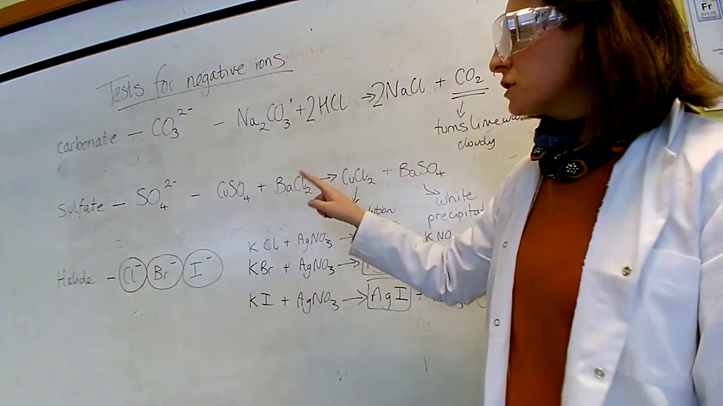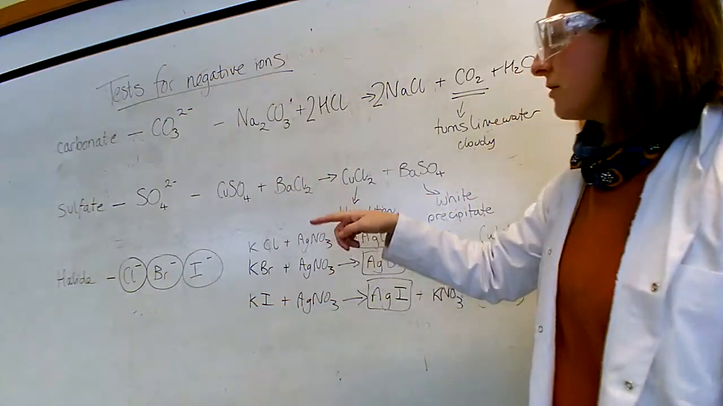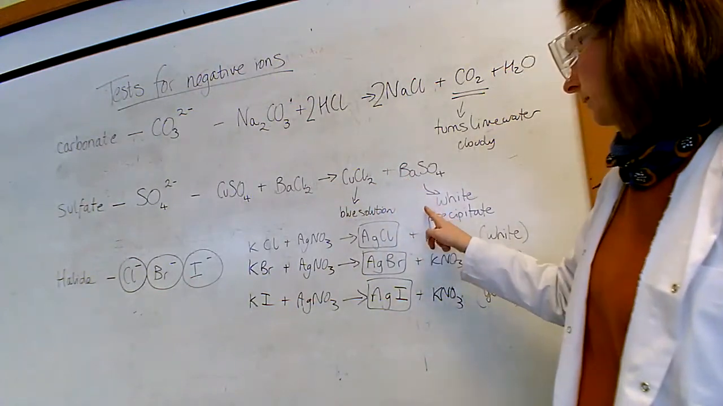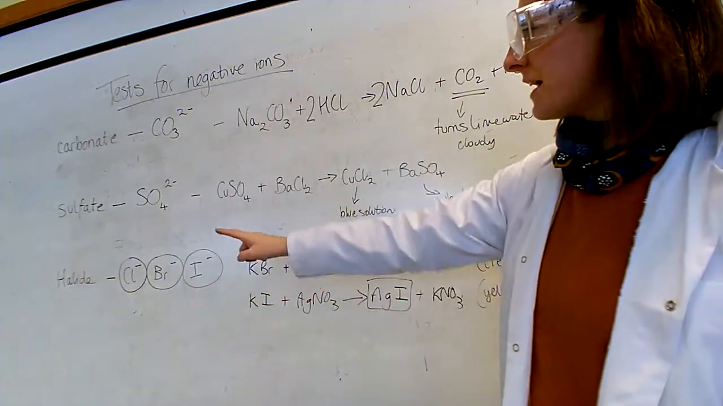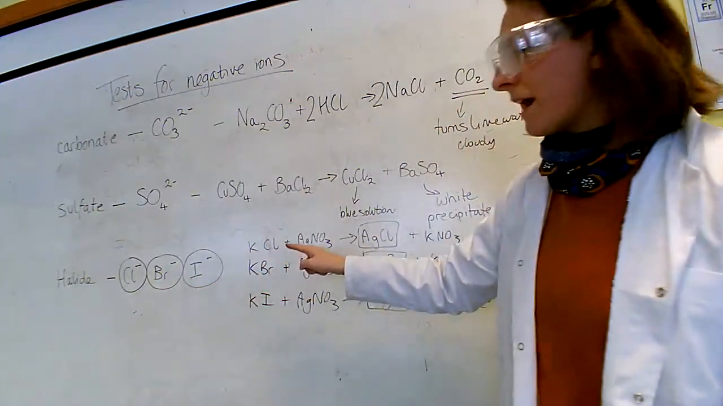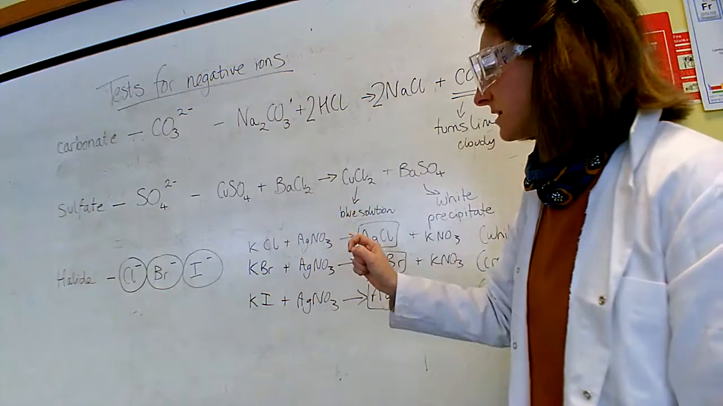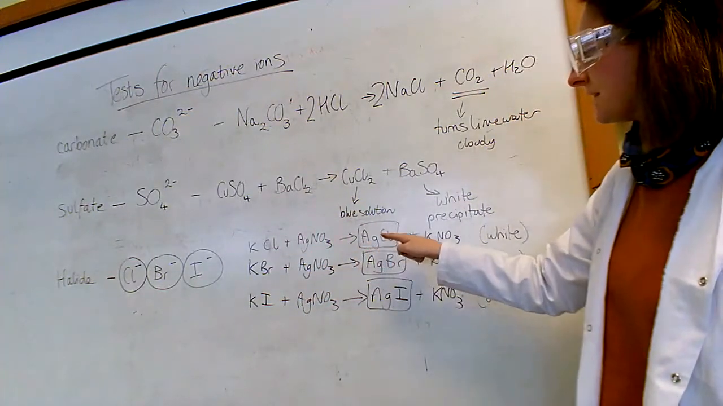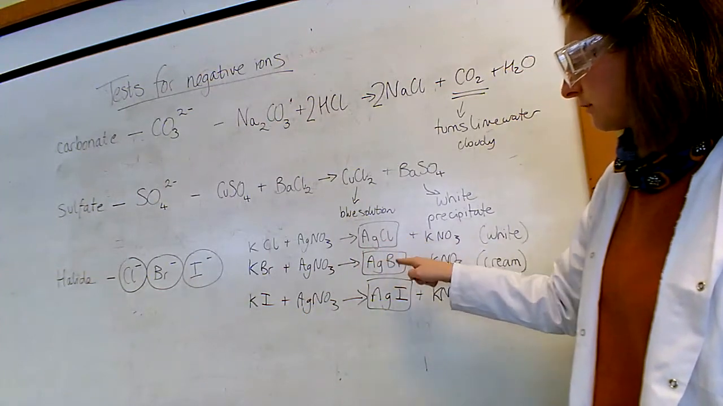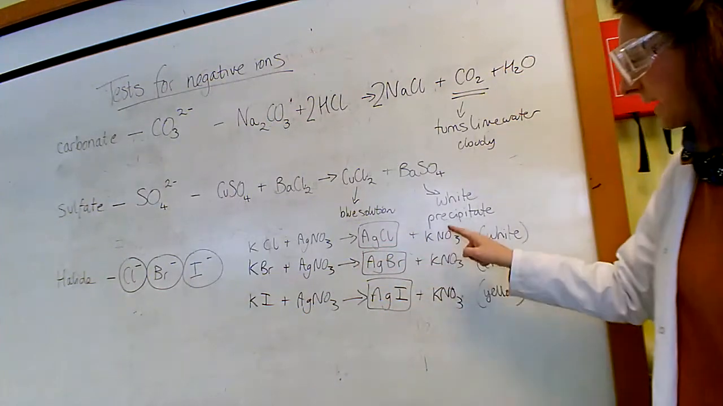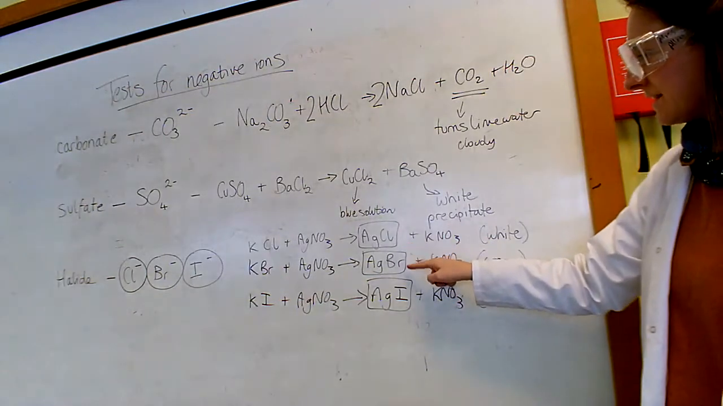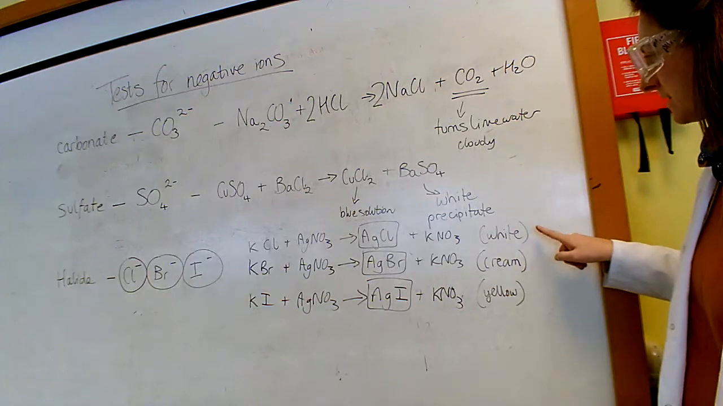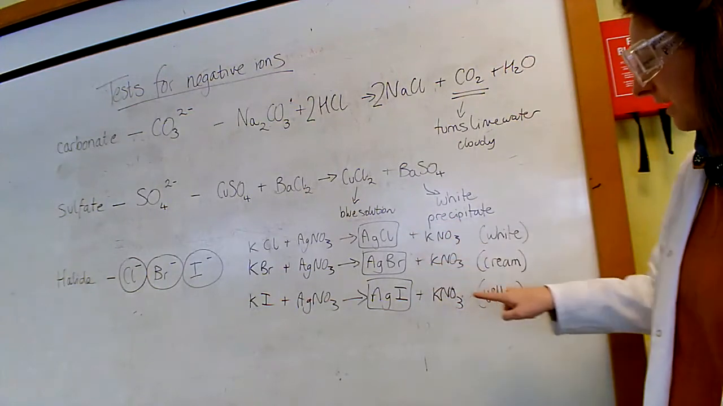With the other 2 sulfates we tested, we would get the metal chloride plus barium sulfate in each case, always forming a white precipitate. And in the final test, for our halide ions, we reacted it first with a little bit of nitric acid and then with silver nitrate in each instance, forming a silver halide, so silver chloride, silver bromide, silver iodide, and always potassium nitrate. And it's these 3 compounds which form our different coloured precipitates: white, cream, and yellow.